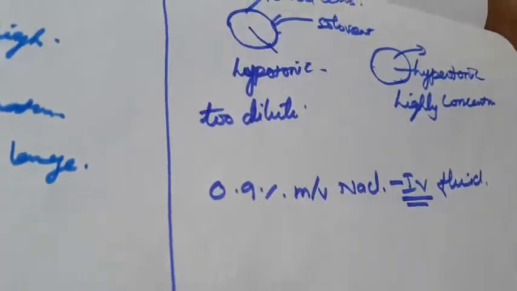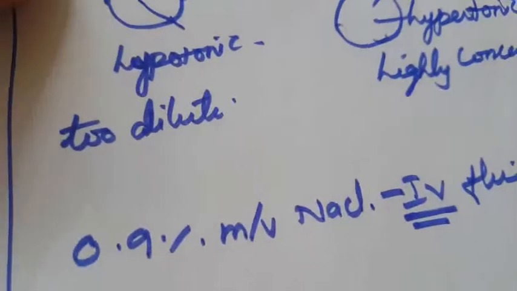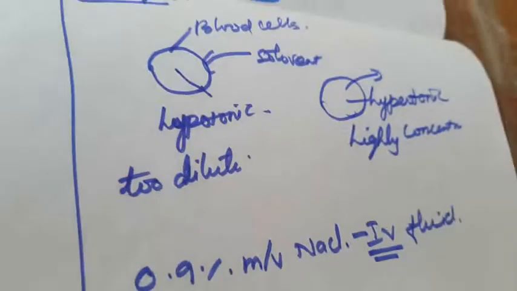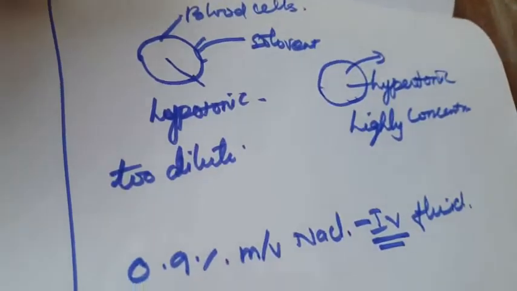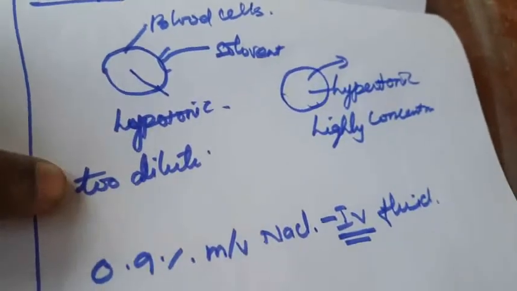Intravenous fluid. Okay, so this is another one. Next we are going to see hemolysis. If a cell bursts or gets cut at one place, then coagulation will happen at that place. So here there are two solutions. Hypotonic means that it is too dilute.